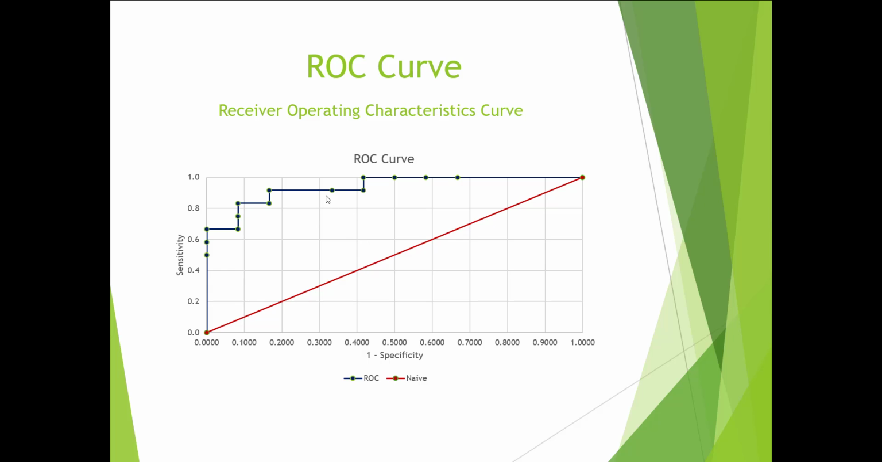So the farther out it is, the closer it is to 100%, the methodology is that much better than the naive method. So let's go to R and then see how to set this up and how to calculate the AUC values, area under the curve.